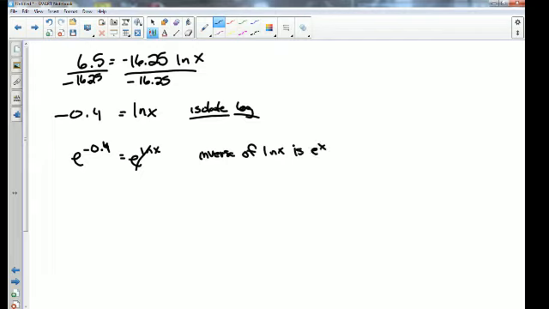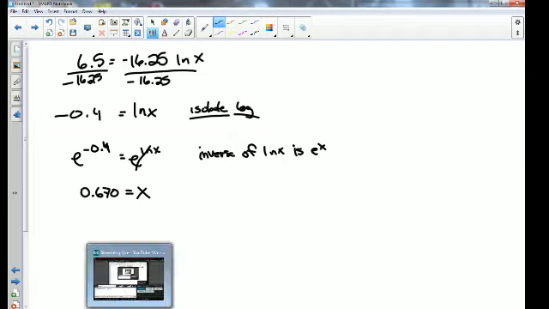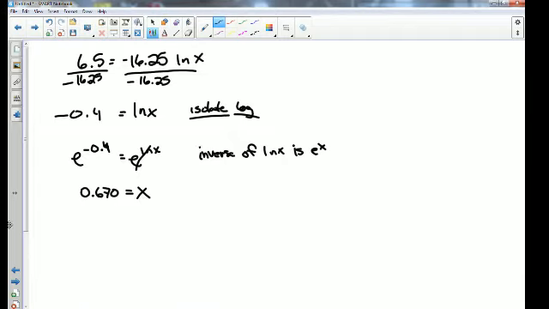So what's e to the negative 0.4? 0.67032. Okay. I think it's a much better way to think through these instead of anti-log. It sounds so negative, anti. Okay, so that's a basic natural log solution.